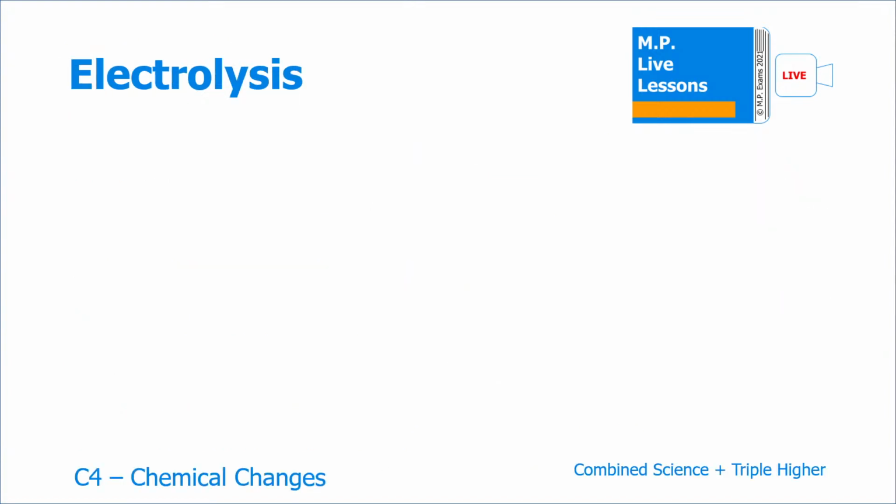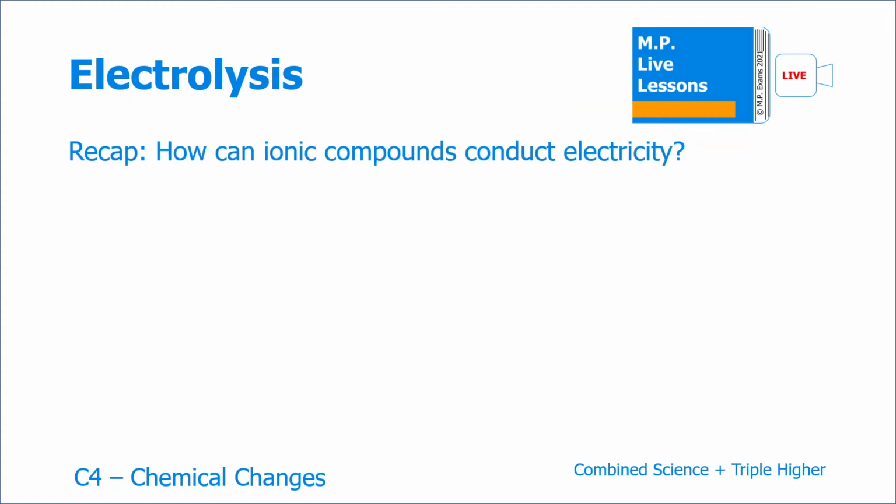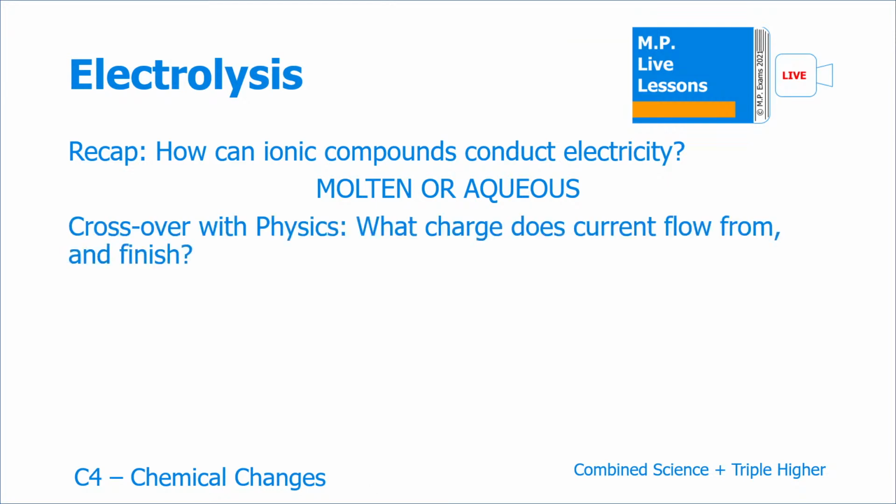Next, you'll need to know about electrolysis. Now, as a recap to bonding, how can ionic compounds conduct electricity? If you remember, they have to be either molten or an aqueous solution. And a crossover with physics is, what charge does current flow from and finish? So what polarity, positive or negative? So it flows from positive to negative. And remember that opposite charges attract.